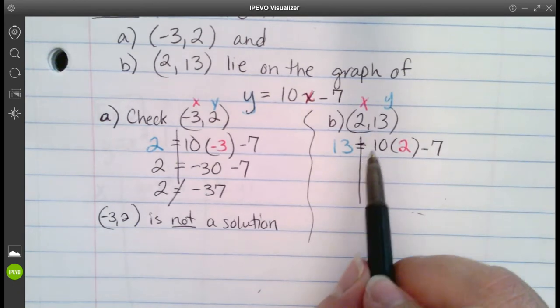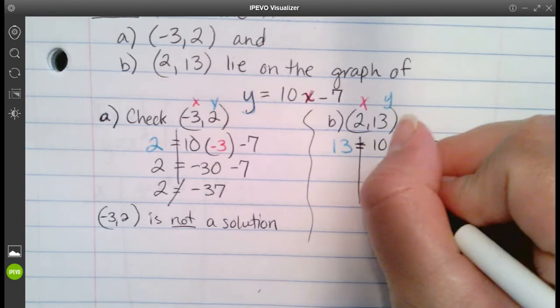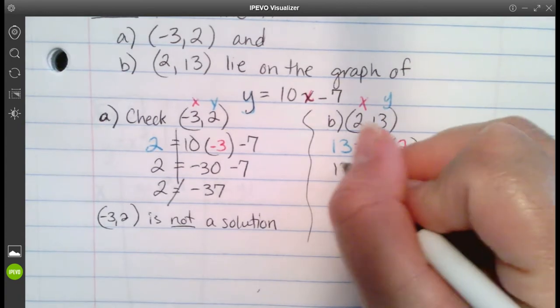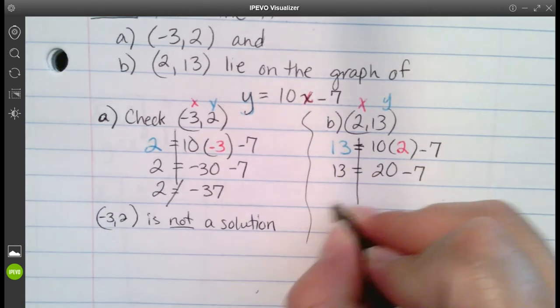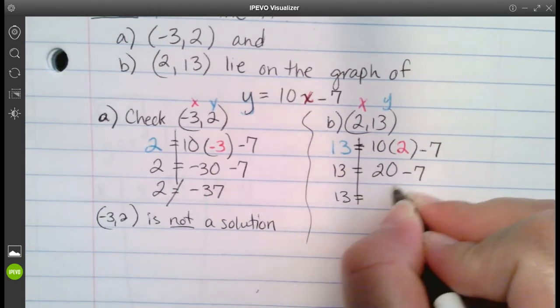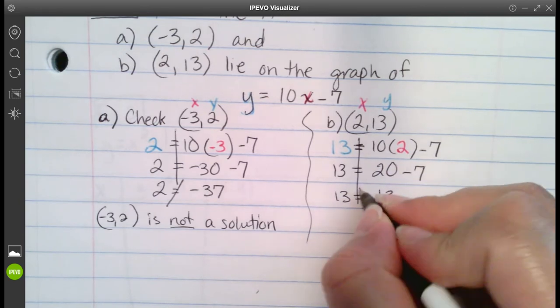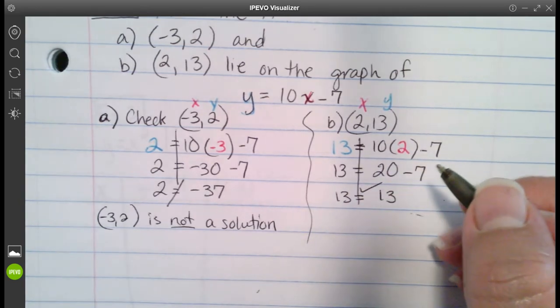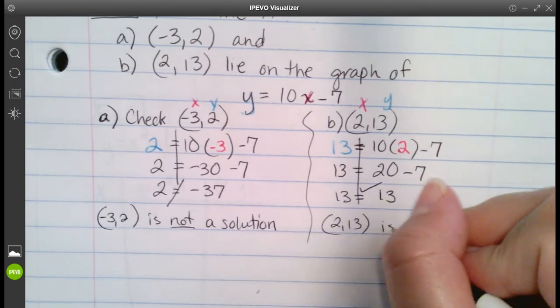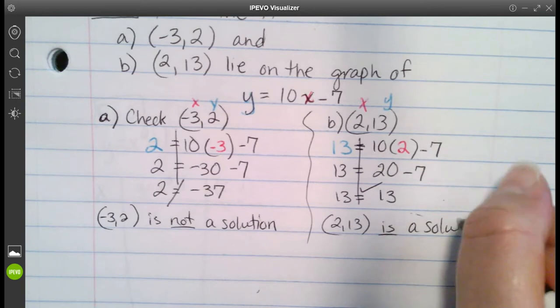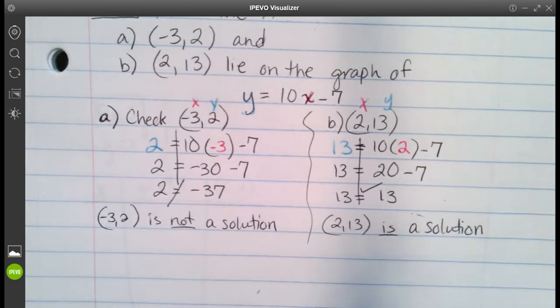Same as before, we're going to multiply first. 10 times 2 is 20. Bring everything else down. So bring down that 13, bring down the 7, and that gives us 13 is equal to 20 minus 7, which is 13. So this one worked out nicely for us, which means that (2, 13) is a solution. And this is how you would check if an ordered pair is part of the graph using the equation. Okay, we're going to go ahead and move on to the next parts.